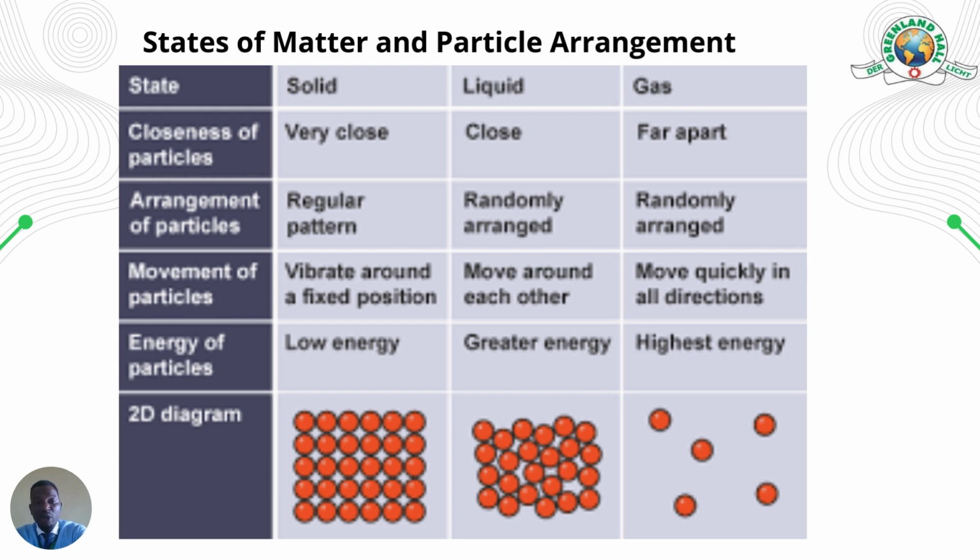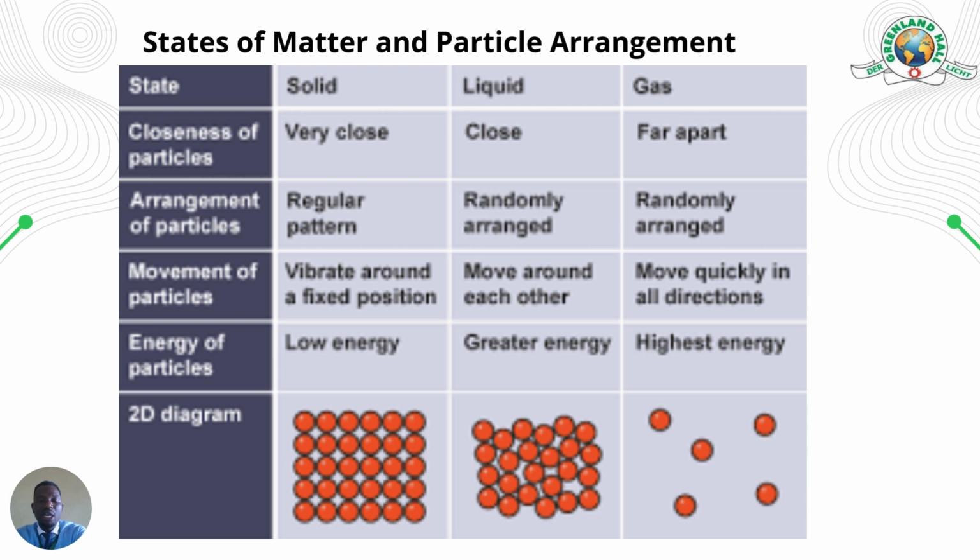The arrangement for solid is regular. That of liquid is random. Then that of gas is also random. Now, the movement of particles. In solid, the particles vibrate around a fixed position. That is, they can't move about.